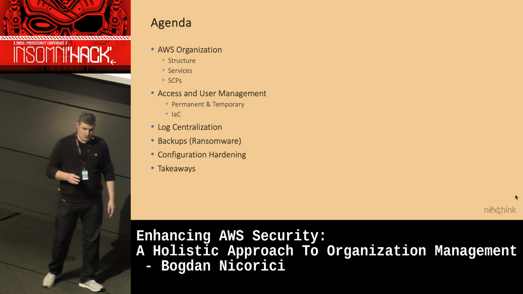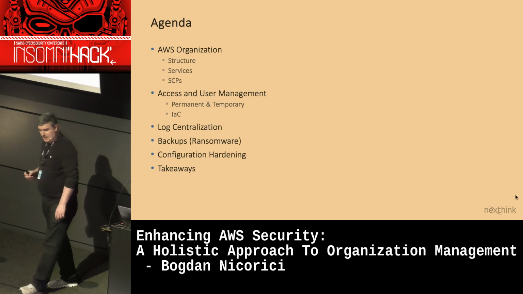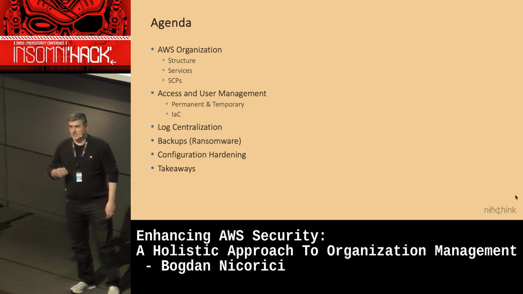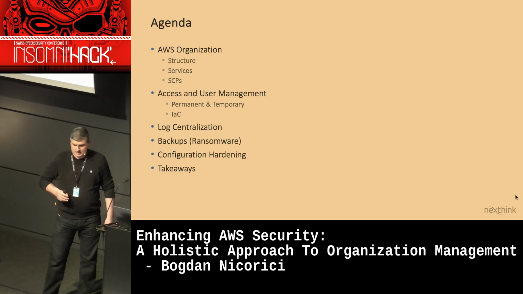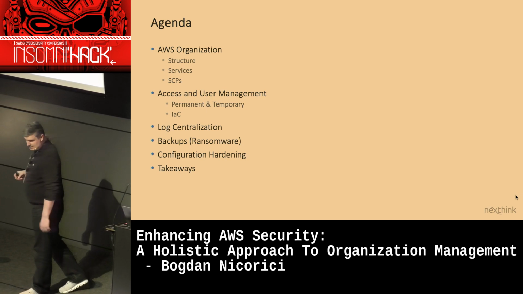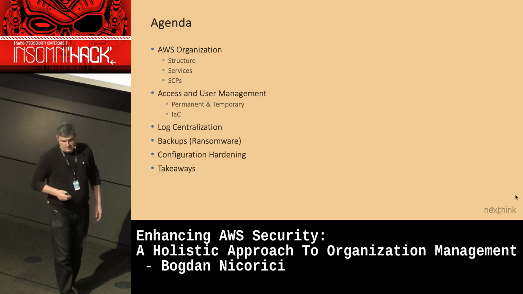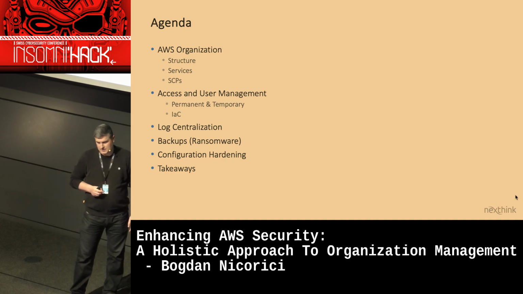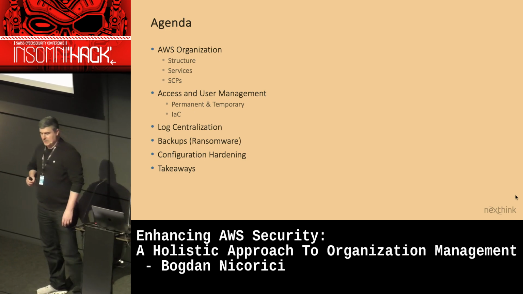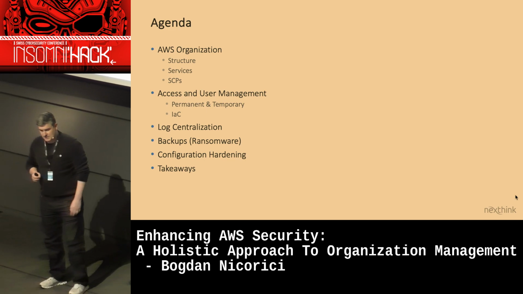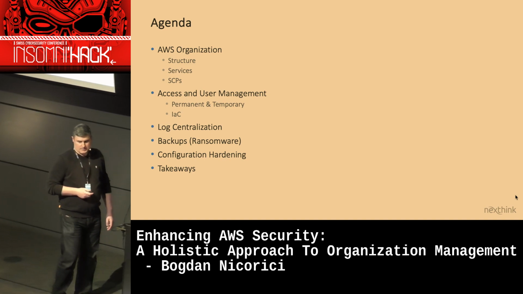We distinguish between two types of accesses. One is permanent and the other one is temporary, and discuss a bit about access and management in terms of infrastructure as code, how we deploy some of the infrastructure. Log centralization as well, to give some ideas on how we did all the centralization of the logs. We faced some challenges there as well, so I hope that this could help some others that are asking themselves the same questions. I will explain a bit how we try to protect our backups, specifically for everything that is ransomware related, some configuration hardenings, and some takeaways.